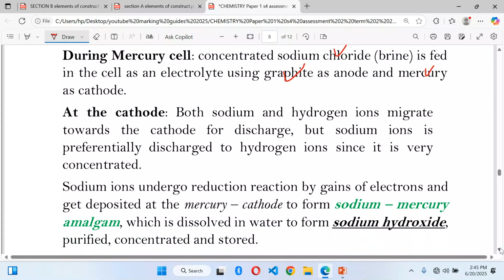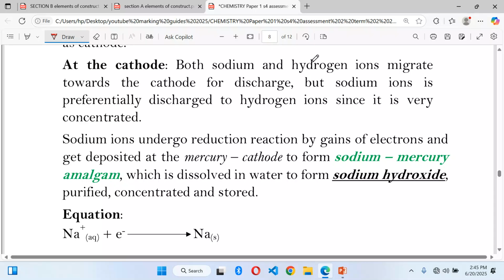At the cathode, both sodium and hydrogen ions migrate towards the cathode for discharge, but sodium ions are preferentially discharged to hydrogen since they are very concentrated. Are we seeing that? Yes. So in this case, we say that brine is concentrated sodium chloride. Concentrated meaning it has very little water. So that's why we have both hydrogen ions from water and sodium ions from sodium chloride. Now all these will come towards the cathode.